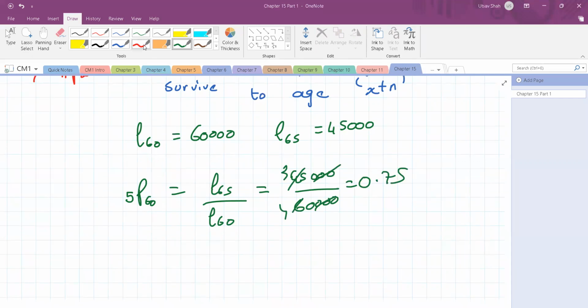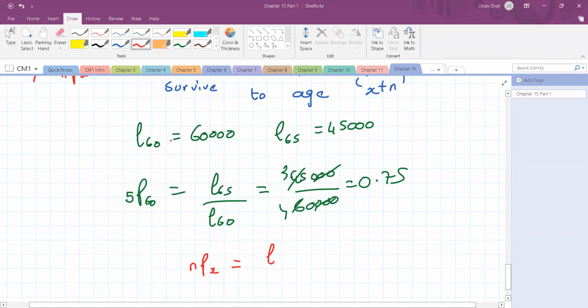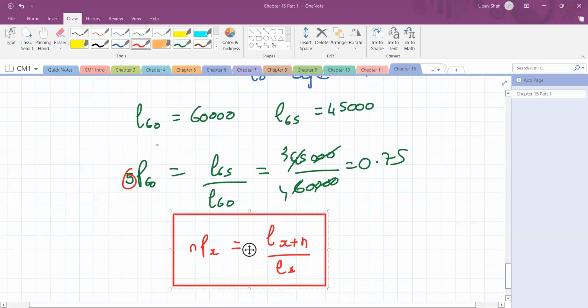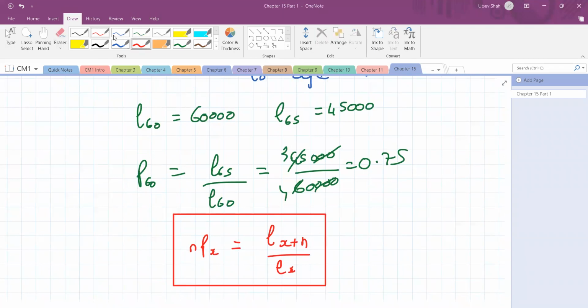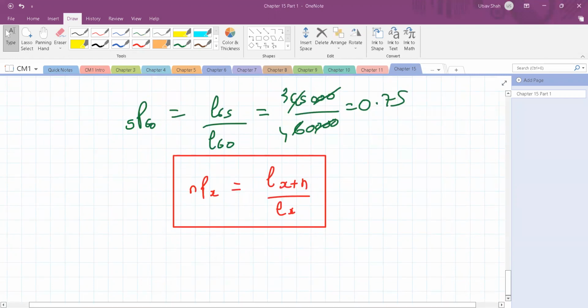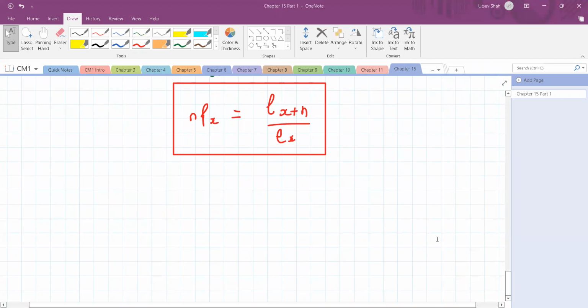Correct? So from this, what is the formula for nPx? nPx equals Lx plus n, that is 60 plus 5, 65, so Lx plus n upon Lx. Cool. So this is the formula for nPx, that is, surviving for n years. All right. So now that nPx is done, what comes next? The sixth one, nQx.